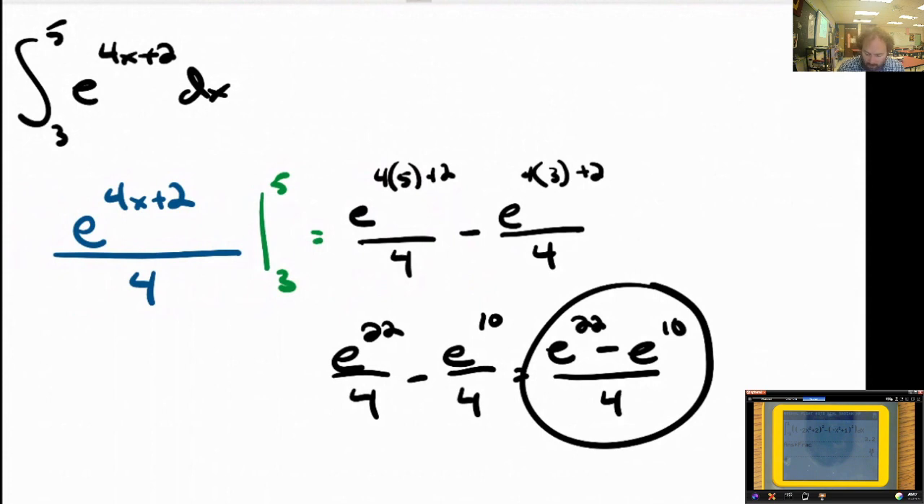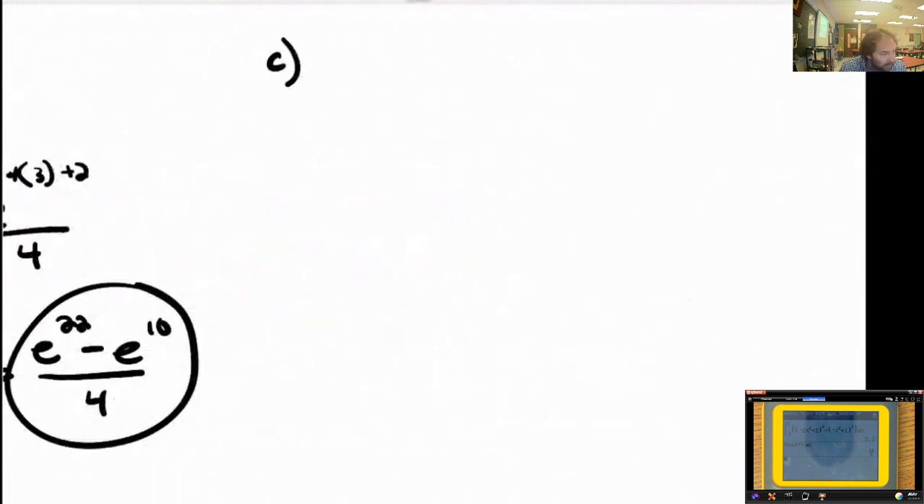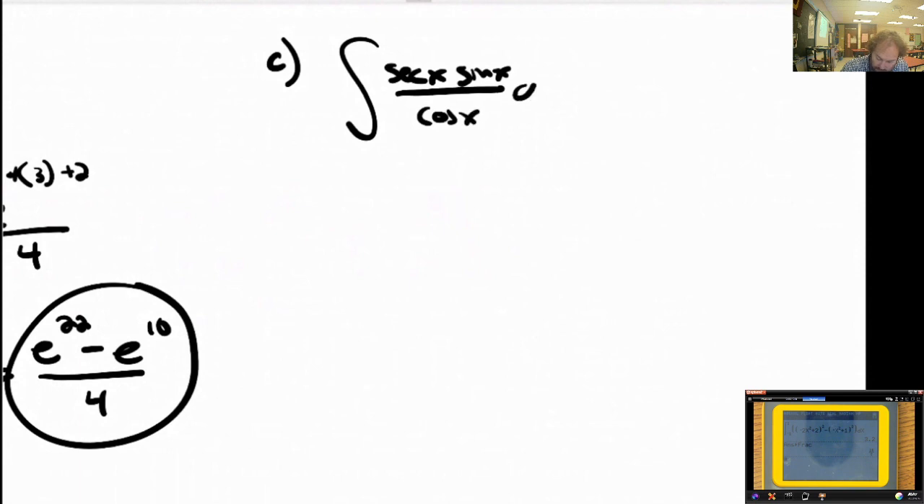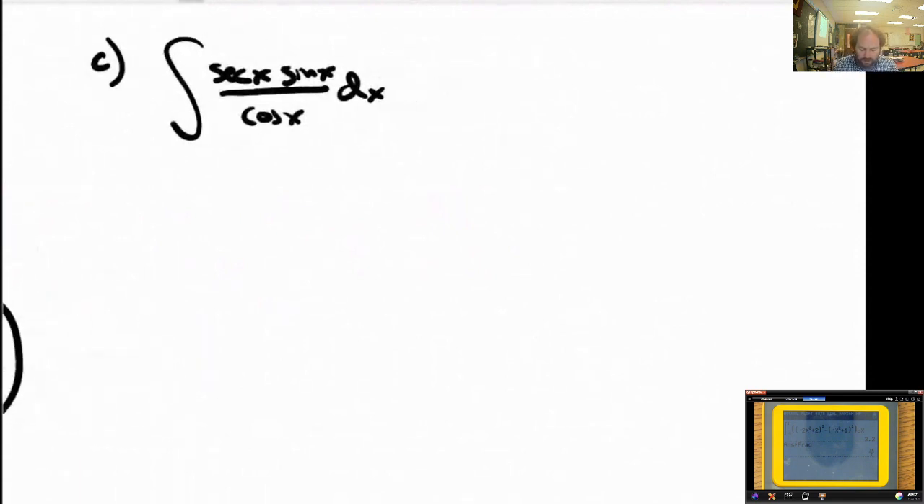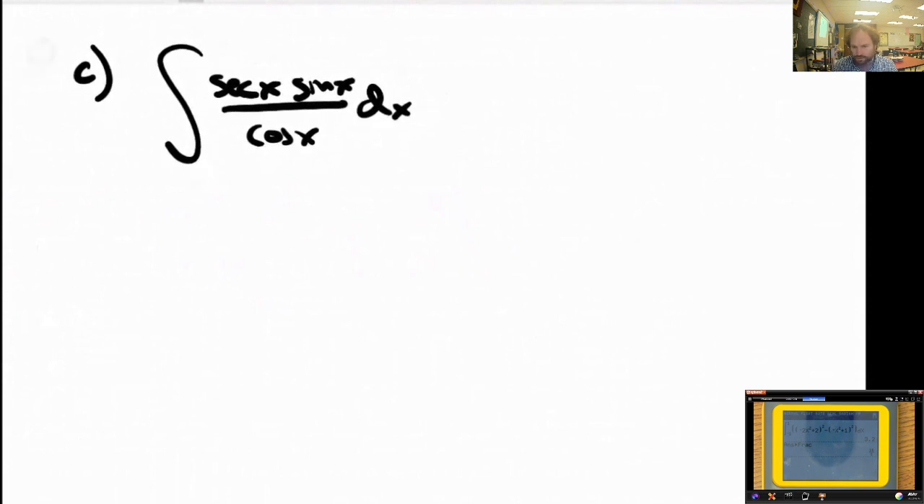We've got time for one more. Let's go. One more. Question C. We have the integral. Don't let this one fool you either. This is the secant of x times the sine of x over the cosine of x dx. Now, when you see trigonometry inside of an integral, you're looking out for one of the main trig derivatives or antiderivatives that we want.